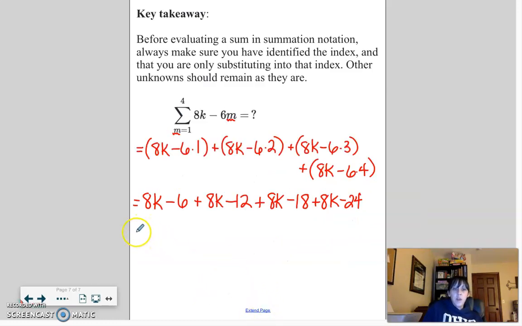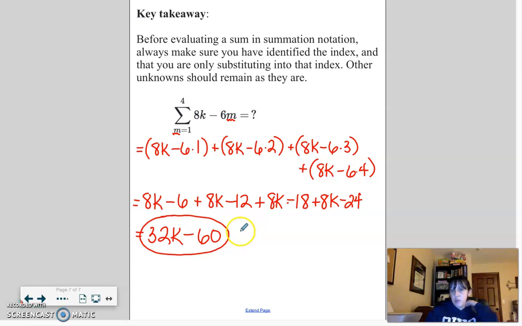This time I feel like it's totally feasible for us to go further and simplify. So I have 8 plus 8 plus 8 plus 8 would be what, 32k? And then I have 6, 12, 18, and 24, which would be 30, what, negative 60? Yeah, negative 60. So your sum looks weird, but your sum would just be an expression. It would be 32k minus 60.